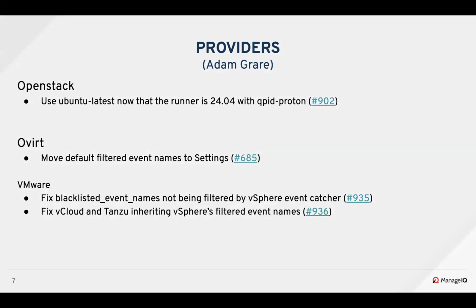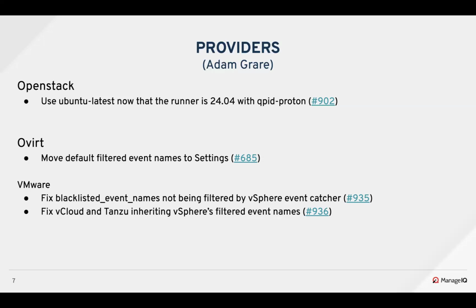Next slide. For OpenStack, we had to pin the GitHub Actions runner to 24.04 specifically so that we could pull in a newer version of Qpid Proton. Now that Ubuntu latest is 24.04, we're able to go back to using that more generic runner name. For oVirt, we moved the default filtered event names to settings out of a hard-coded method so that it's able to be overridden by the user.